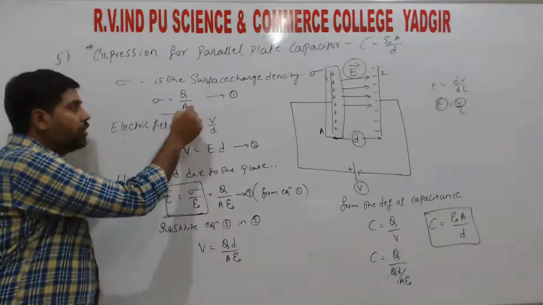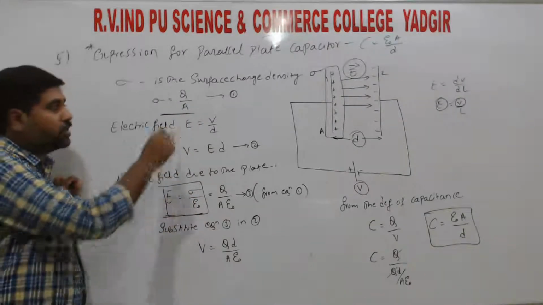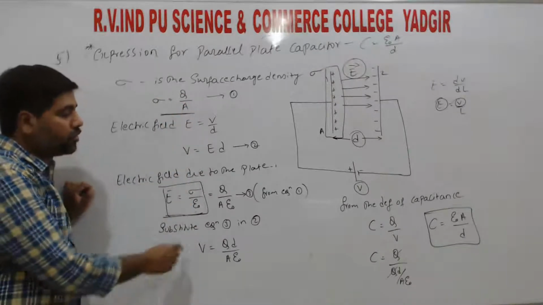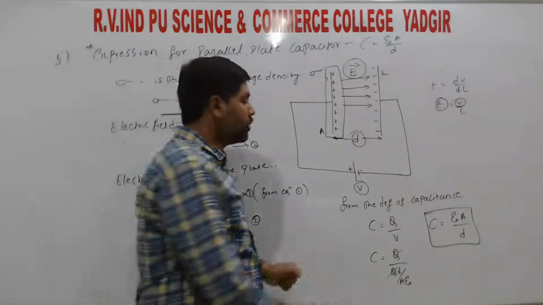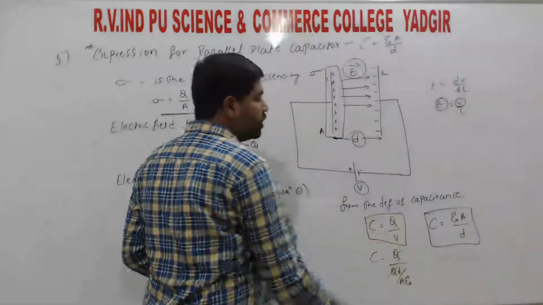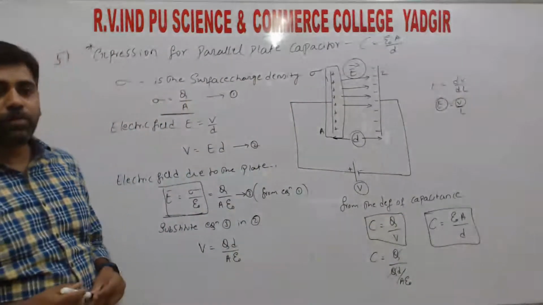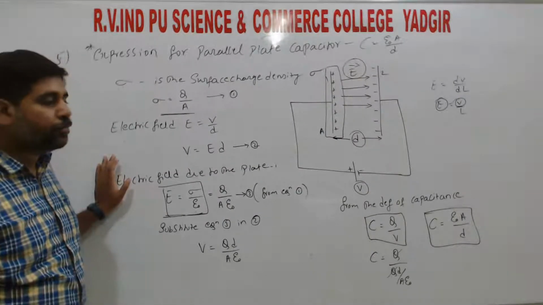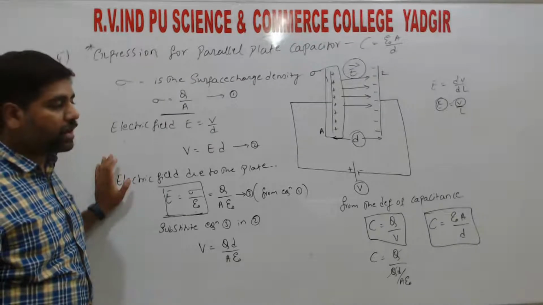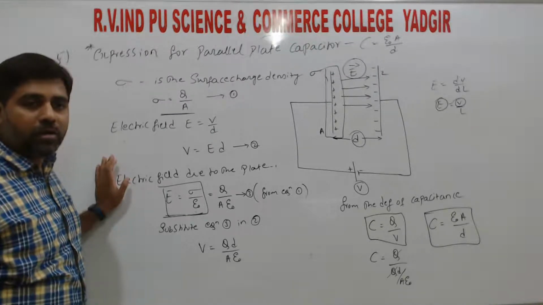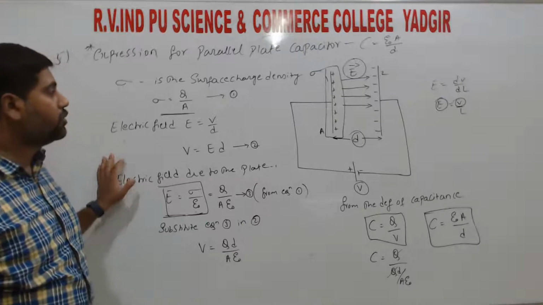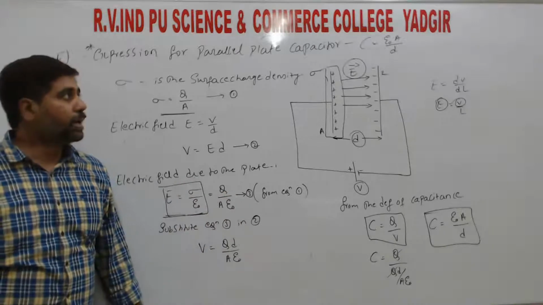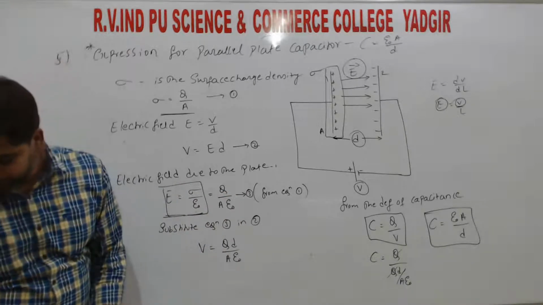For sigma we have the relation Q by A, that is surface charge density, so charge per unit area, right? So substitute and simplify, and we get this. Also remember this relation again from the definition: it is the ratio of the charge per unit volt, that is for the capacitance, right? So substitute and simplify, and we get the relation C is equal to epsilon naught A by D. So this is the formula or expression for the parallel plate capacitor, right?